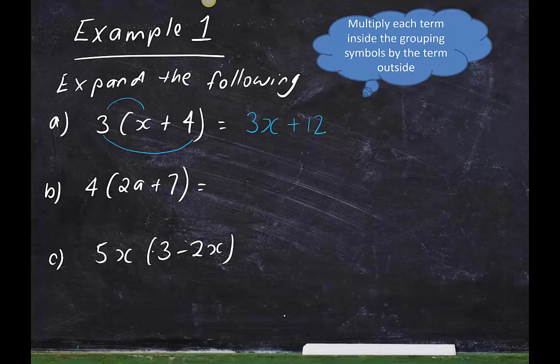The next one, 4 outside of 2a plus 7 means 4 times 2a and 4 times 7. 4 times 2a is 8a and 4 times 7 is 28. 5x outside of 3 is 5x times 3, which gives us 15x. And 5x outside of minus 2x is 5x times minus 2x, which gives us minus 10x squared.